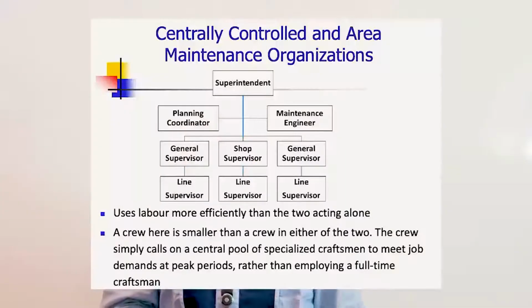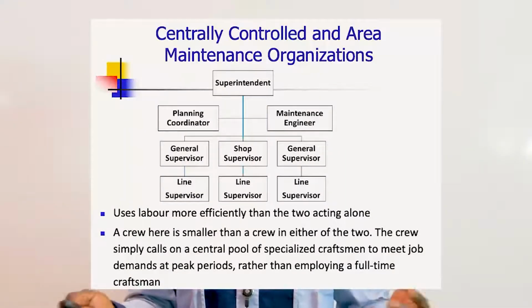So a centrally controlled organization needs lots of work for it to be effective. We have a superintendent at the top, the maintenance engineer reports to the superintendent, but then we have general supervisors according to the different tasks, all working under the superintendent and then spreading out to the various functions. The last one we want to look at is the centrally controlled and area maintenance organization.